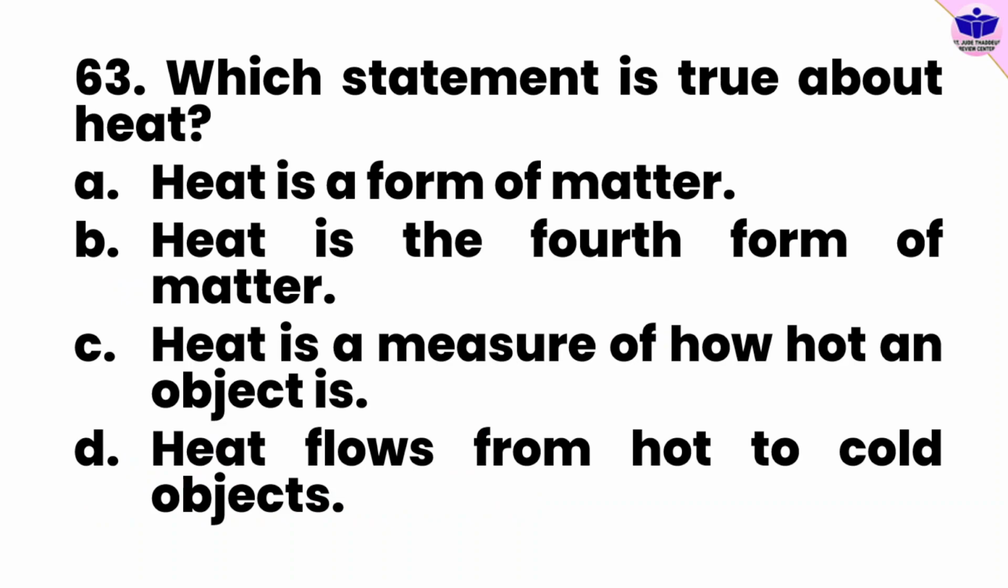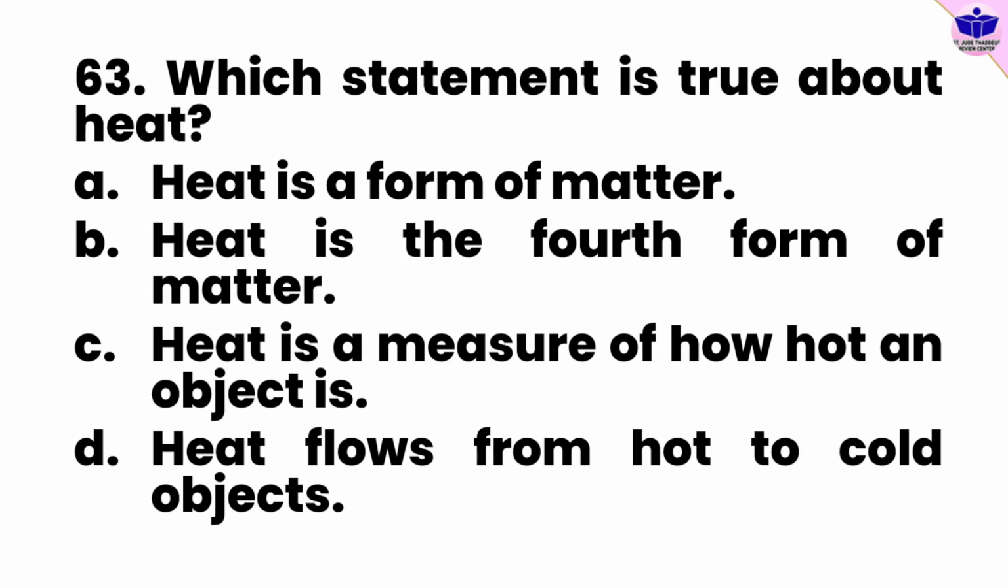Number 63. Which statement is true about heat? A. Heat is a form of matter. B. Heat is the fourth form of matter. C. Heat is a measure of how hot an object is. Or D. Heat flows from hot to cold objects. So what is true about heat?